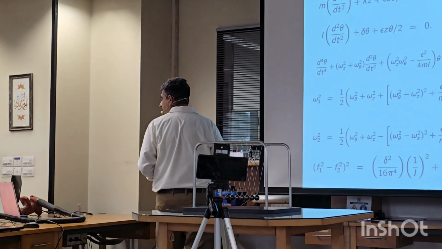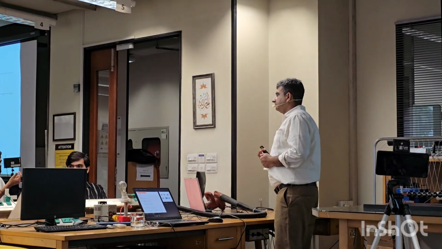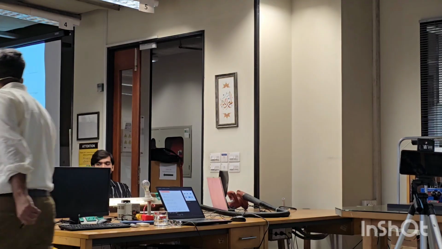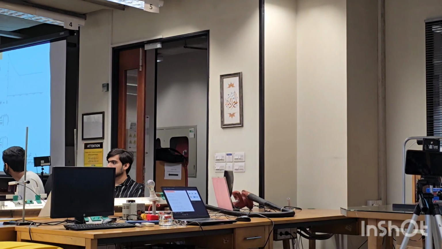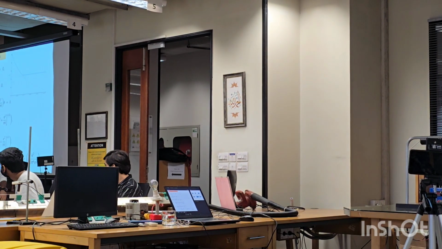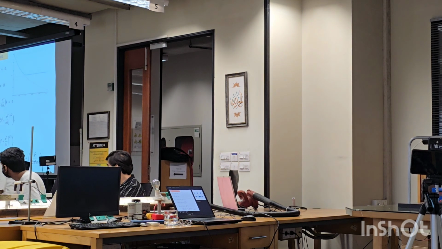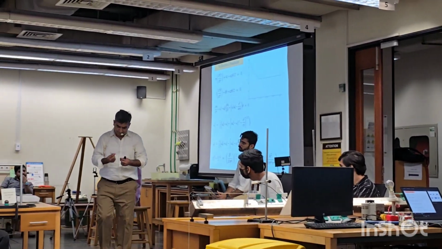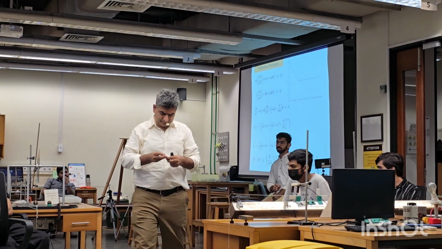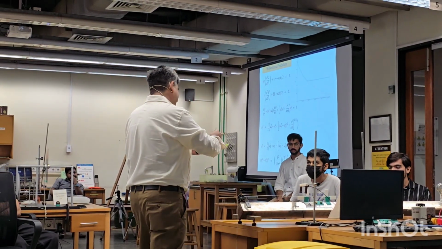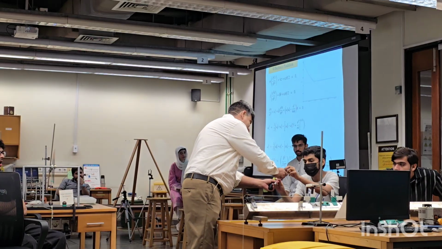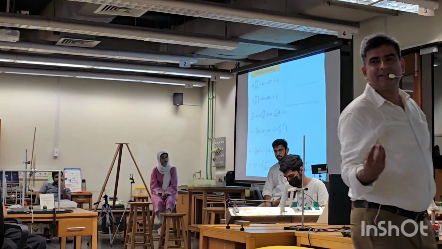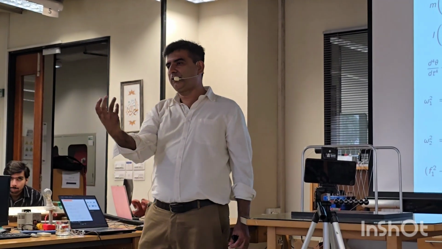Is it like a bob on a spring? It is like a disc. Let me show you what it looks like. I don't have my glasses, so this will have a spring. So it has a spring and a disc. So it can oscillate and it can rotate.